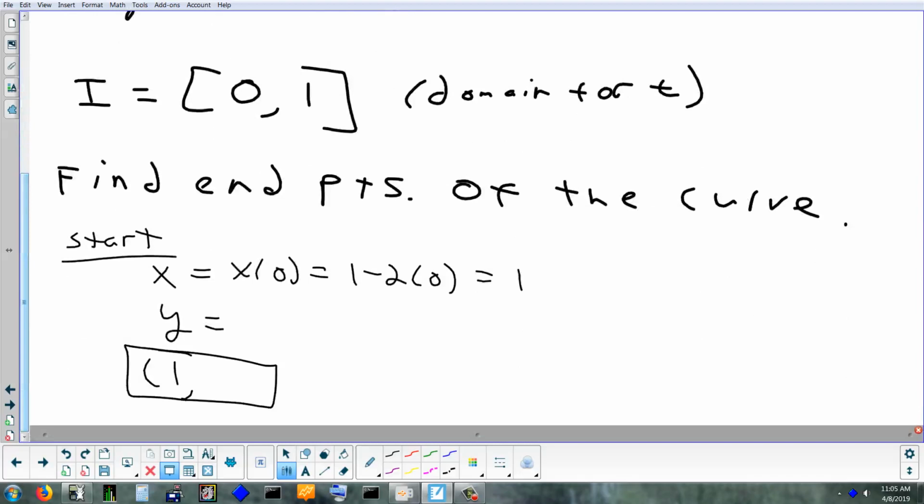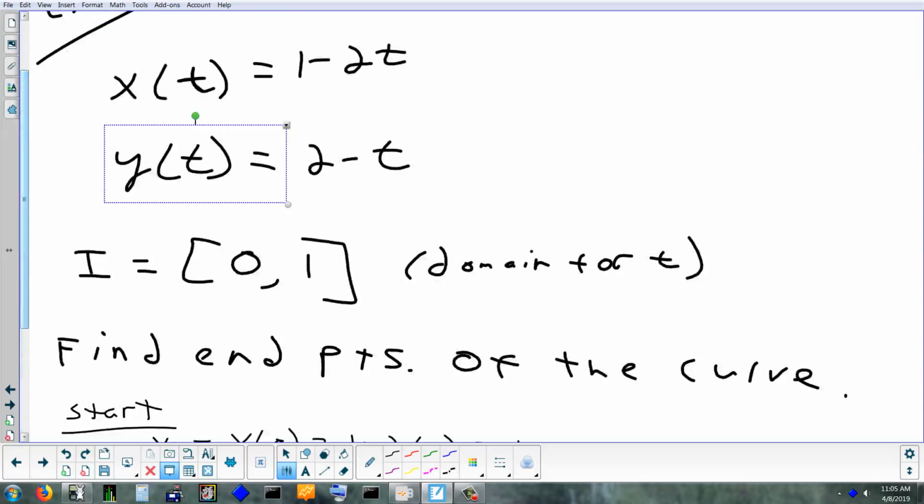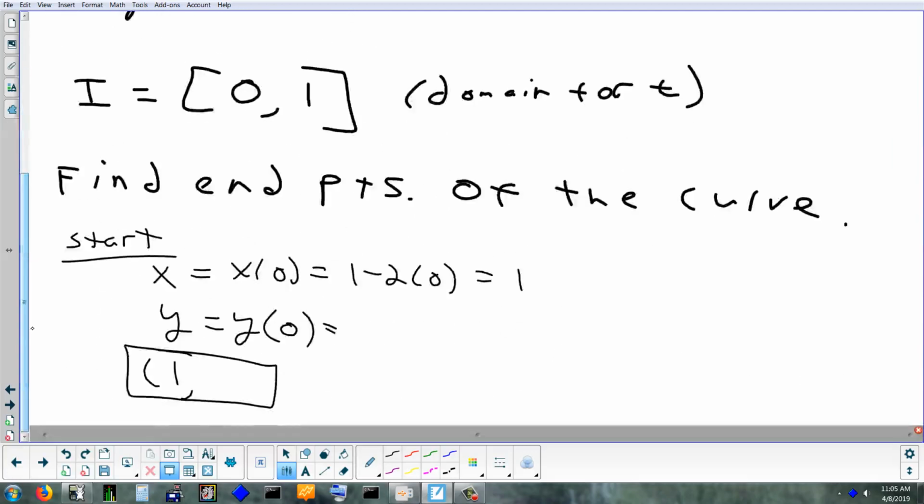something. We need the y value. Take the formula for y, plug in 0. You're not using the 1 yet. The 1 is going to tell me where it ends. The 0 tells me where it starts. Plug in 0. 2 minus 0. So where does the y value begin? 2. And that is your starting coordinate. 1, comma 2. Okay. Any questions on that?